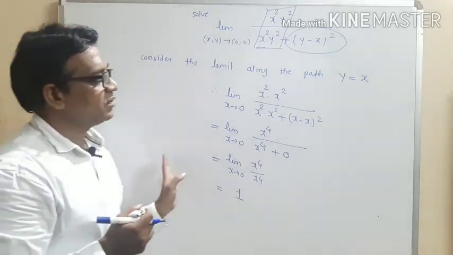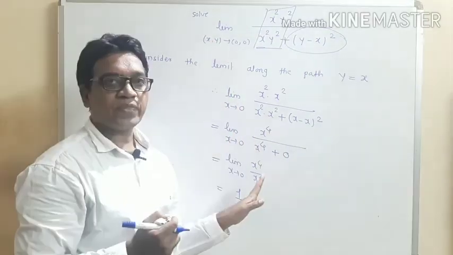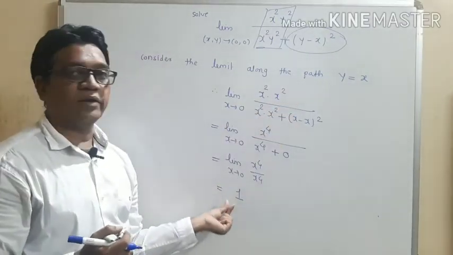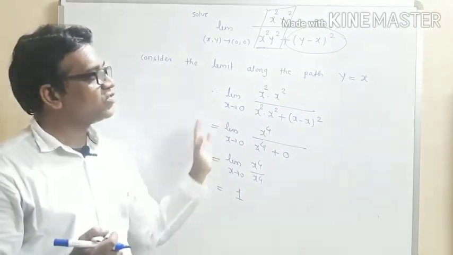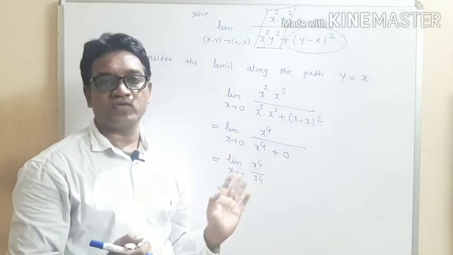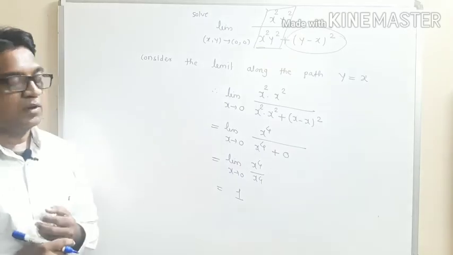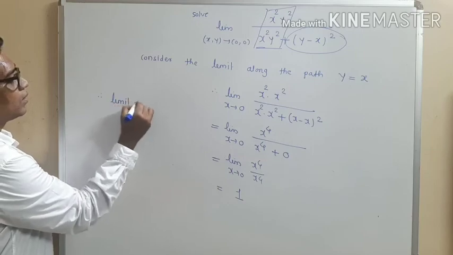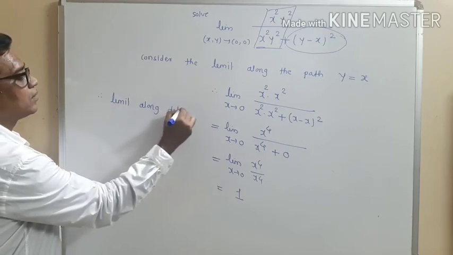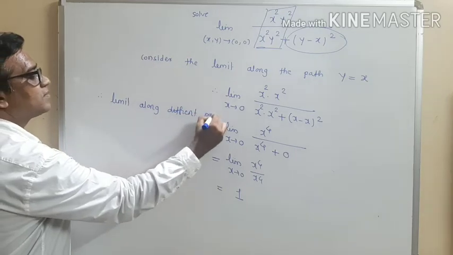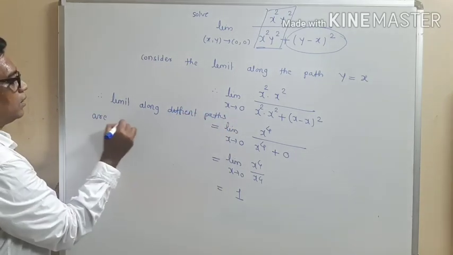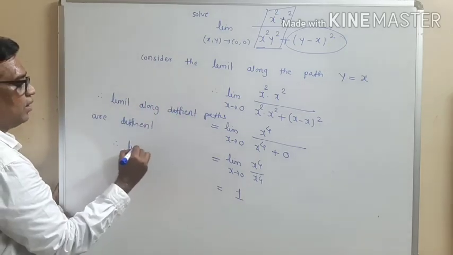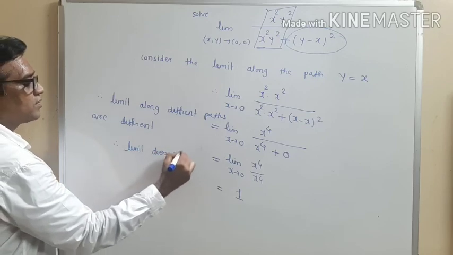So what is our observation? Limit along first root is 0. Limit along second root is again 0, but limit along third root is some different value. So what is our conclusion? Limits along different paths are different, therefore limit does not exist. So write down, therefore limits along different paths are different. So if the limits are different, it is called limit does not exist.